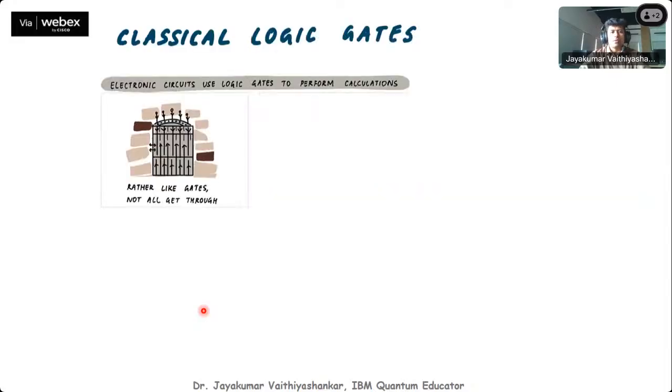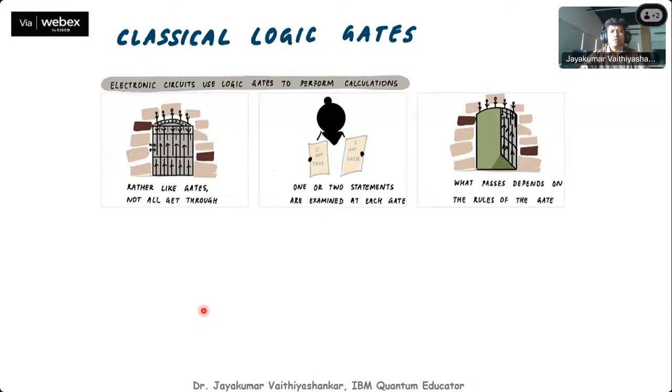In classical computing, we have electronic gates. We will see them during the explanation, so wait for some time. All these gates contain one or two statements and are examined at each gate. Whenever the statement passes, depending upon the rules of the gate, you will get the output.